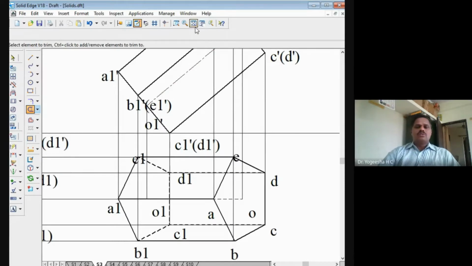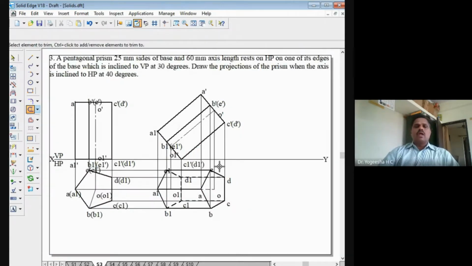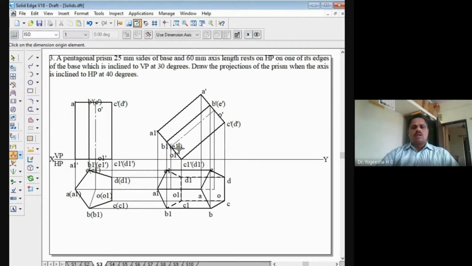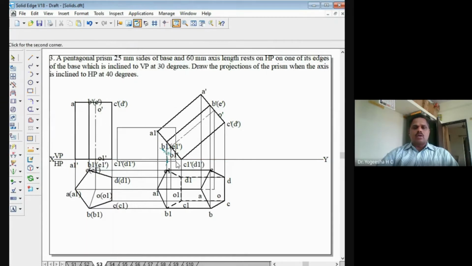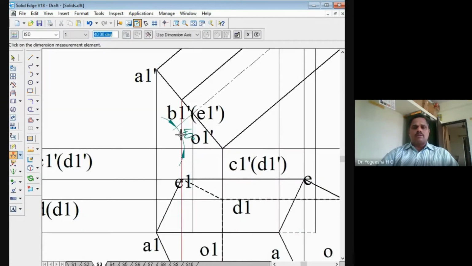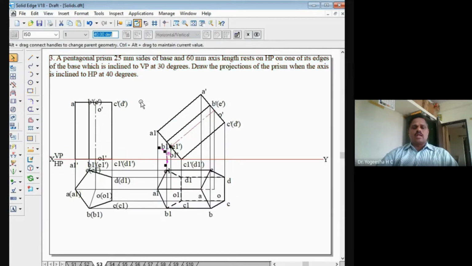So this is your second set of views. In the second set of views, what we have made is we have made the axis to be inclined to HP by 40 degrees. That inclination we can show here using the angle between tool. We can use that angle between tool and show that inclination here as 40 degrees. You can see that it has been marked as 40 degrees, right? It has been marked here as 40 degrees. The axis is inclined at 40 degrees to HP. So this is the second set of views.